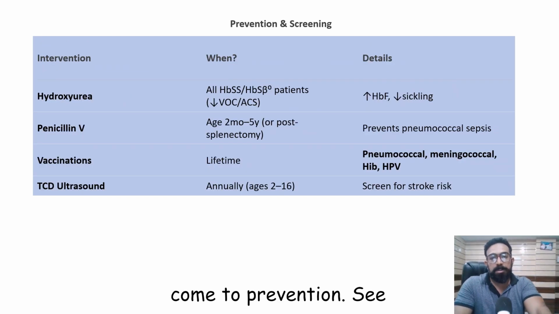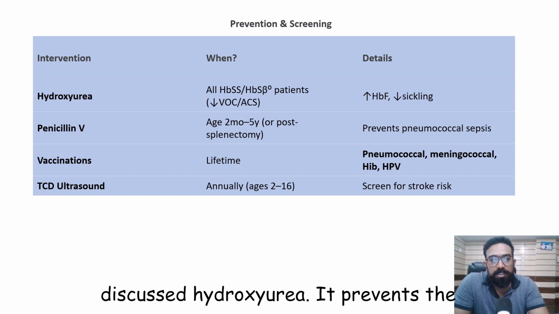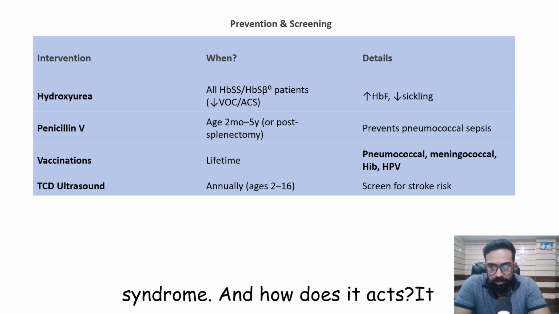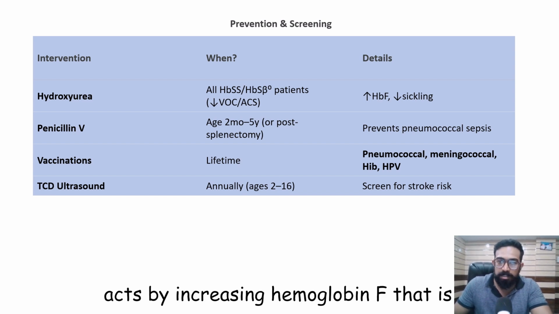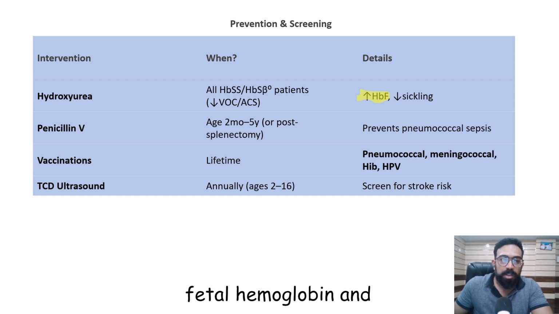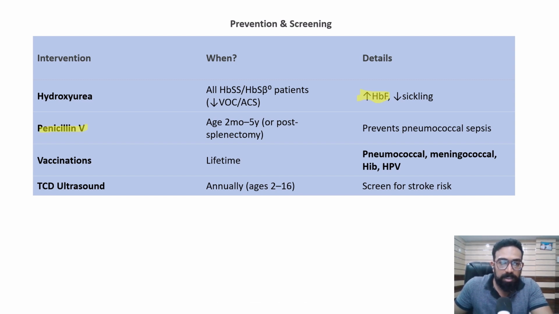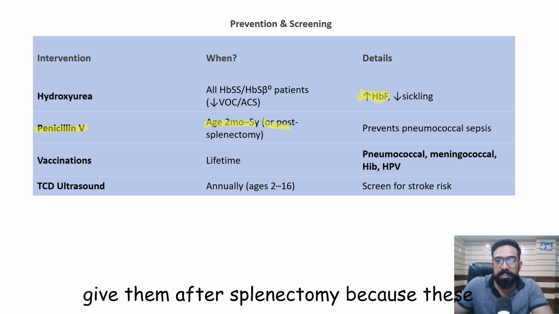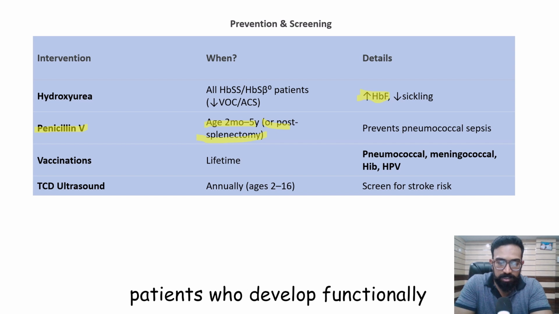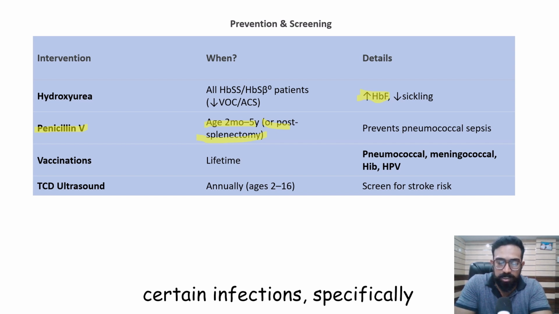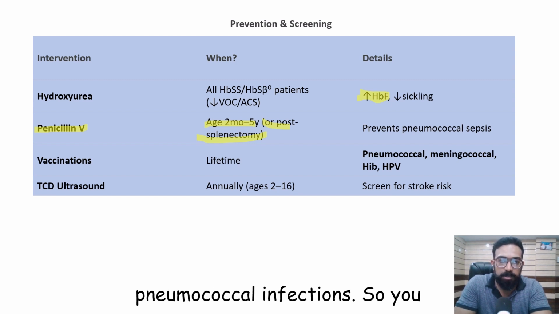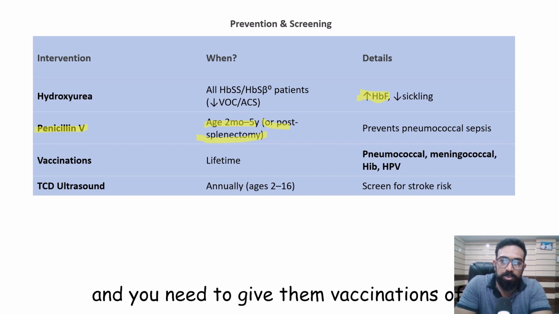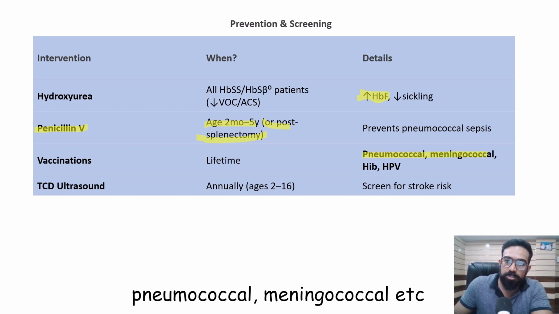Now we'll come to prevention. The first preventive drug we have already discussed is hydroxyurea. It prevents episodes of vaso-occlusive crisis and also decreases episodes of acute chest syndrome. It acts by increasing hemoglobin F, that is fetal hemoglobin. And you give penicillin V in patients who are 2 months to 5 years, or after splenectomy, because these patients who develop functional asplenia become more prone to certain infections, specifically pneumococcal infections. So you need to give them prophylactic penicillin till 5 years, and you need to give them vaccinations for pneumococcal, meningococcal, etc.